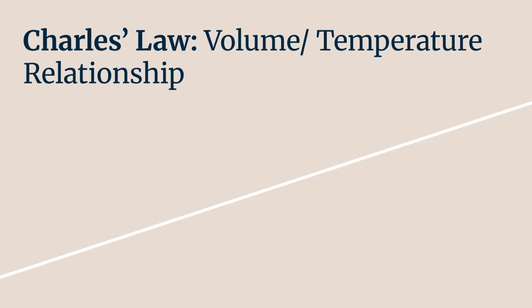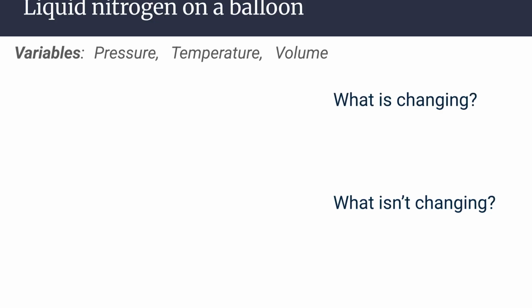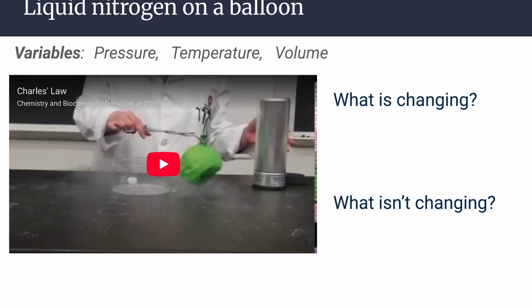Next is Charles' law, and this is going to look at the volume-temperature relationship. So we're going to watch another video. Consider the variables, pressure, temperature, and volume, what things are changing and what things are staying the same.